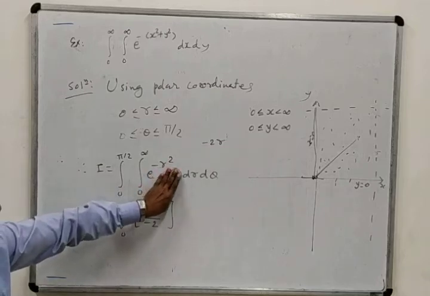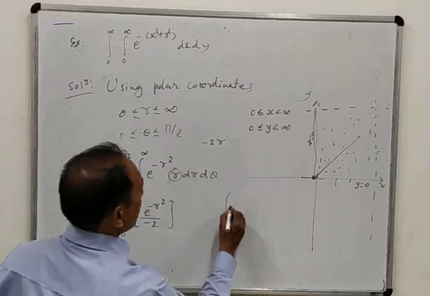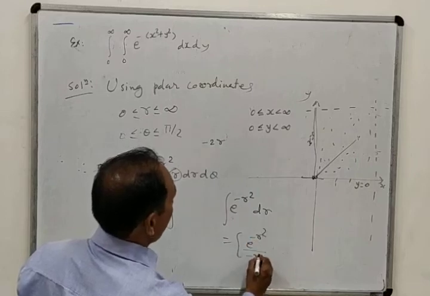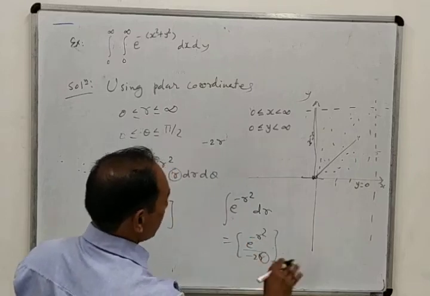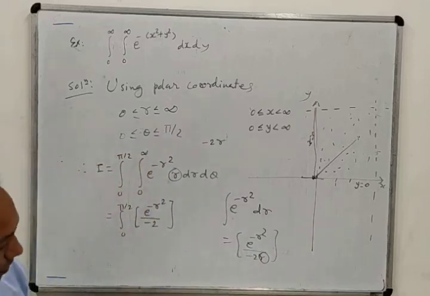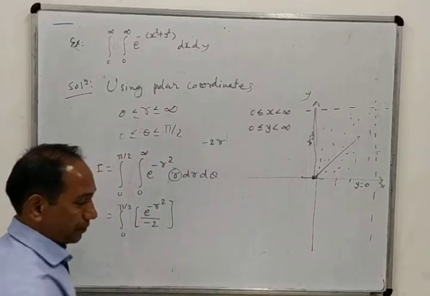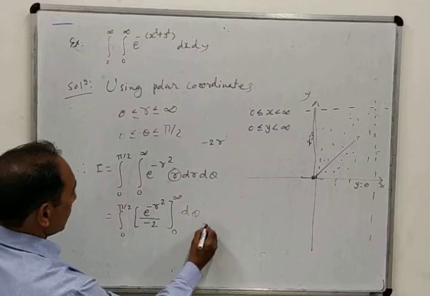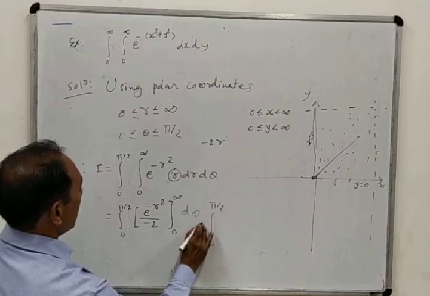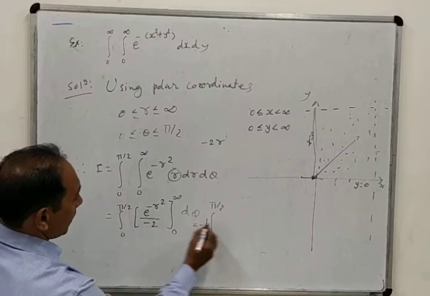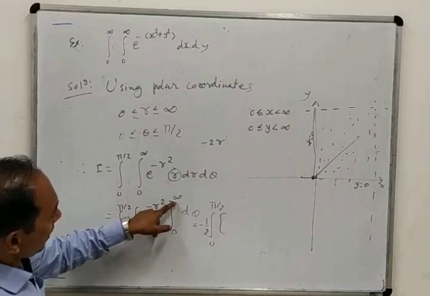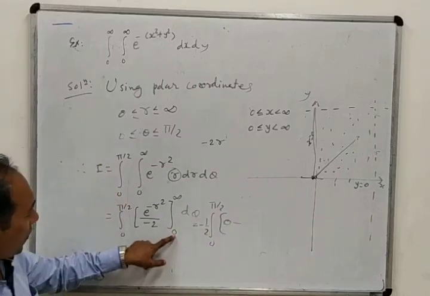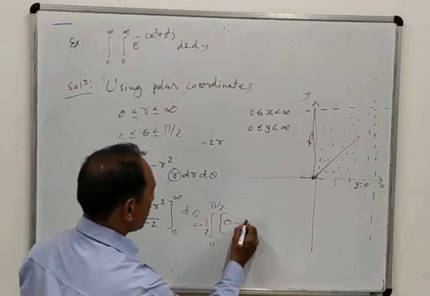If r is not written and only e raised to minus r square is written, then you cannot write it as e raised to minus r square upon minus 2r. This r cannot be adjusted, only constants can be adjusted. So r must be there, into d theta, from 0 to infinity. Now I will write this minus 1/2 outside. Now e raised to minus infinity, with r equal to infinity, is 0. Minus, putting 0, e raised to 0 is 1, d theta.